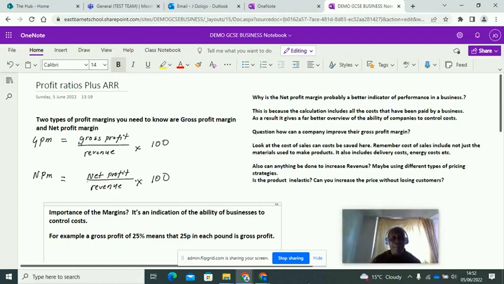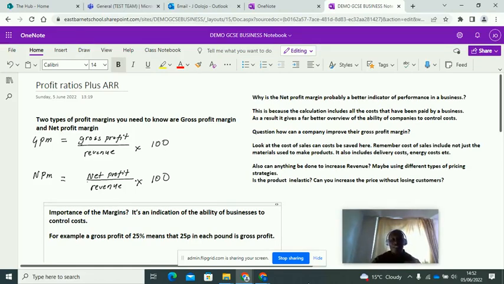Today we're going to talk about profit ratios plus ARR in anticipation for paper 2 GCSE business. Okay, so let's get straight onto it. Now, there are two types of profit margins that you need to know. Okay, the gross profit margin and the net profit margin.